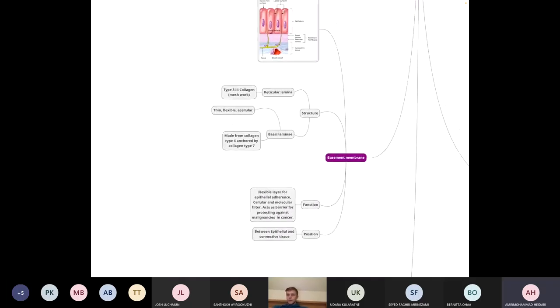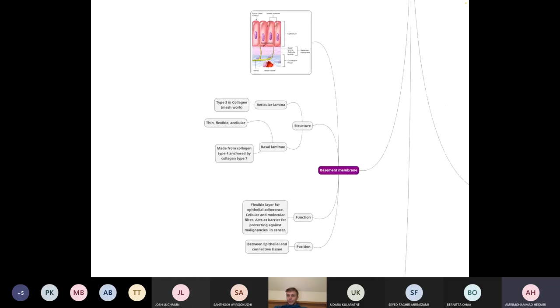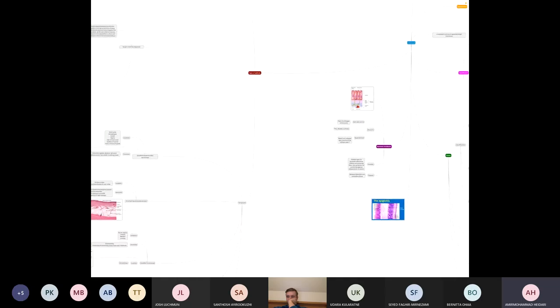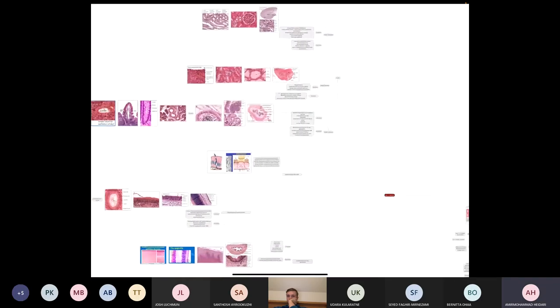So what's the function of the basement membrane? Very important function. First of all, it anchors the cells of the epithelium above to the connective tissue below. It also acts as a barrier against malignant cells invading. So for carcinomas, which are malignant cells that arise from the epithelial cells, when they invade the basement membrane, they can metastasize. So they can go to other parts of the body and invade. So that was on the basement membrane.